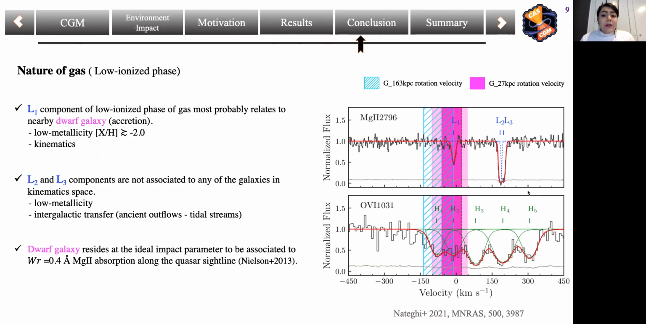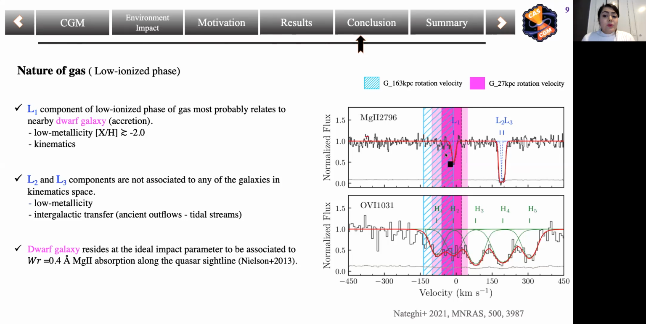We have compared the absorption kinematics with galaxy rotation velocities, as shown in this figure, looking for any connection between the host galaxy rotation and absorption kinematics. Again, here the pink represents the rotation velocity of the dwarf along the quasar sight line, and the hatched blue region represents rotation of the massive galaxy.